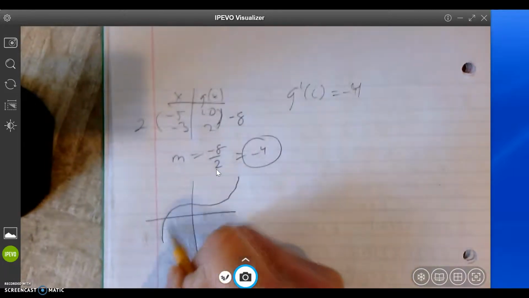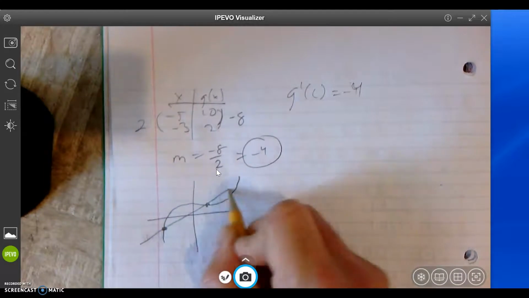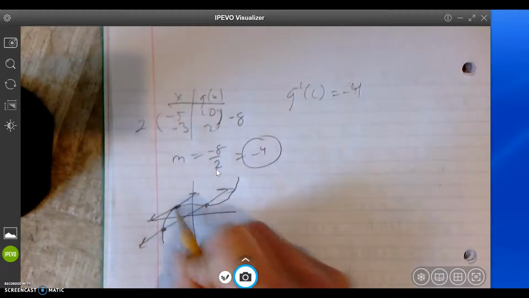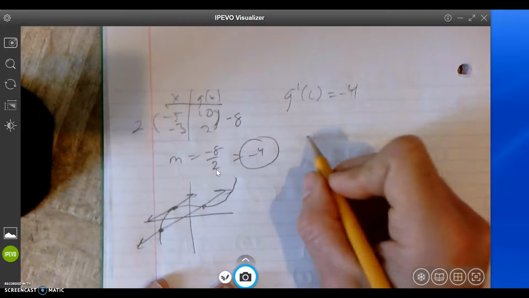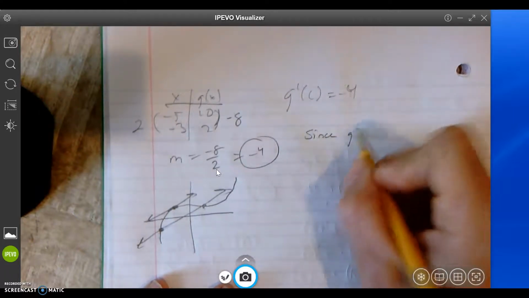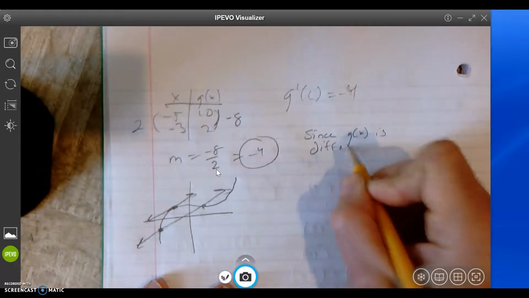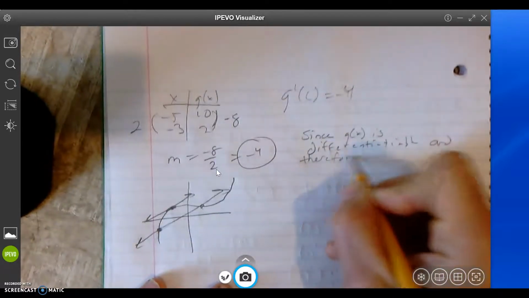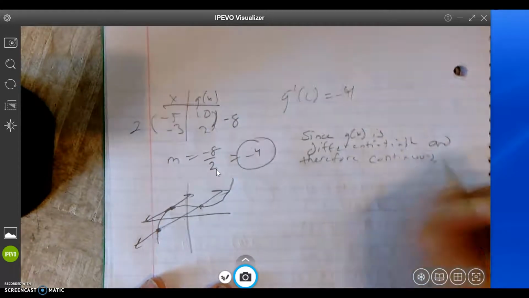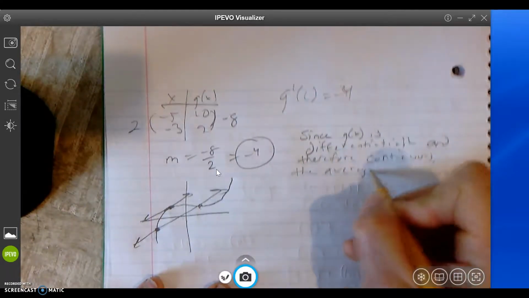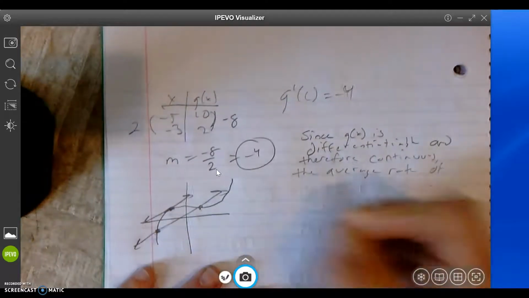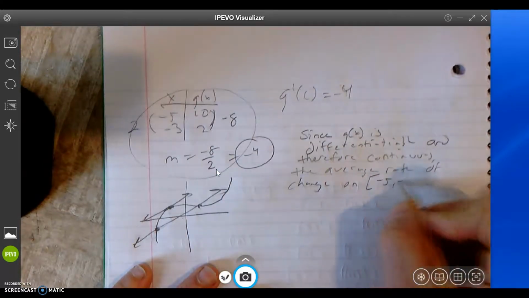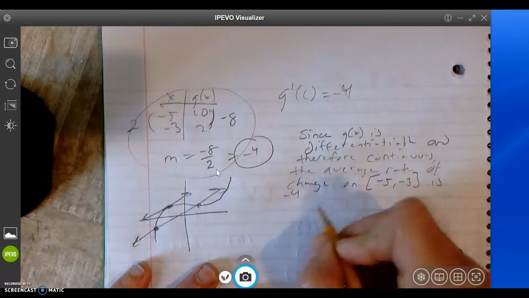Cool. So remember what the MVT is, and if you need to look it up, go ahead and look it up: the average rate of change between 2 points, the instantaneous rate of change at least one point on that interval has to be the same slope. So that's the MVT. So since g of x is differentiable, because it says that in the beginning, right, and therefore continuous, the average rate of change, which is this, on this interval is -4.